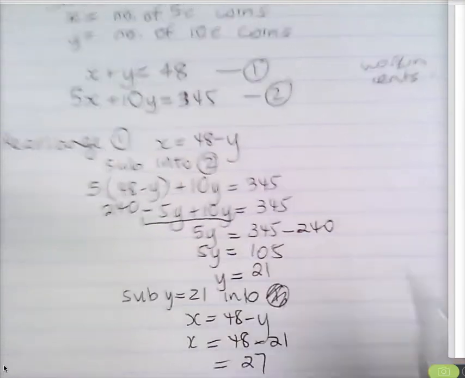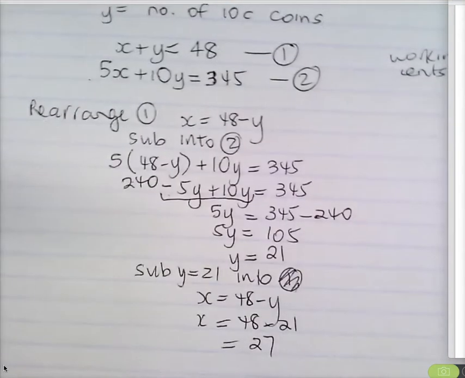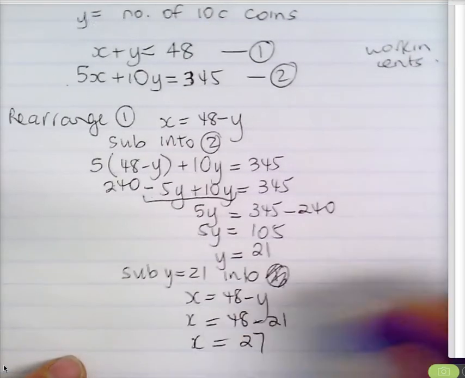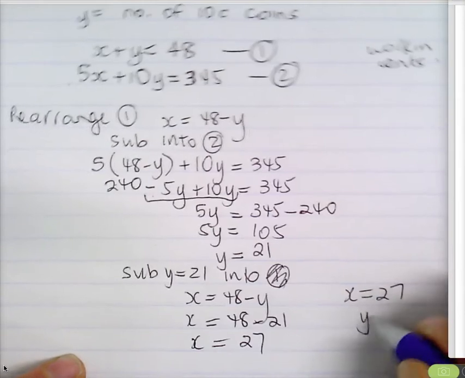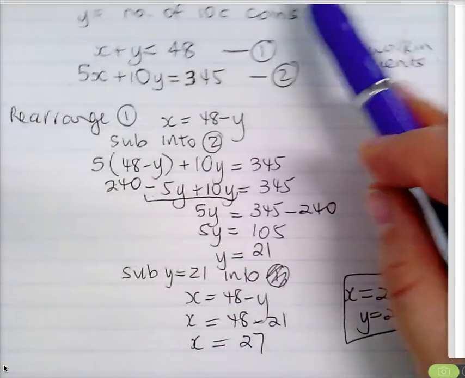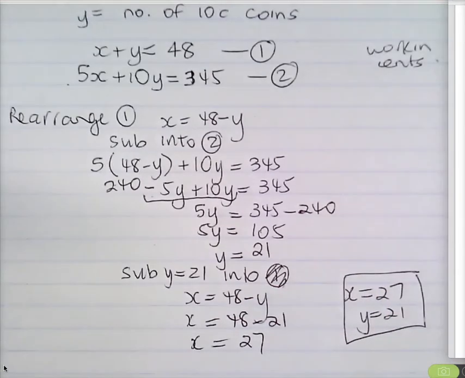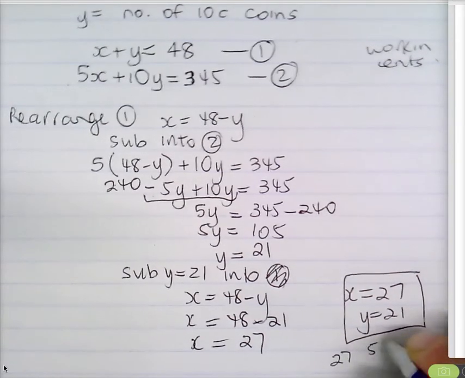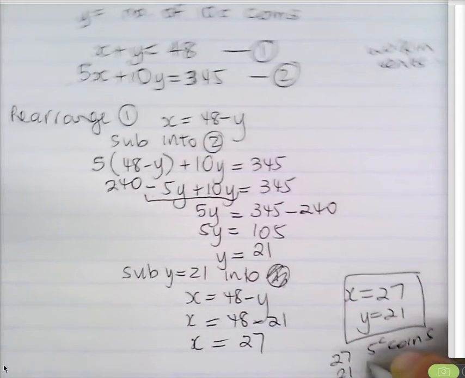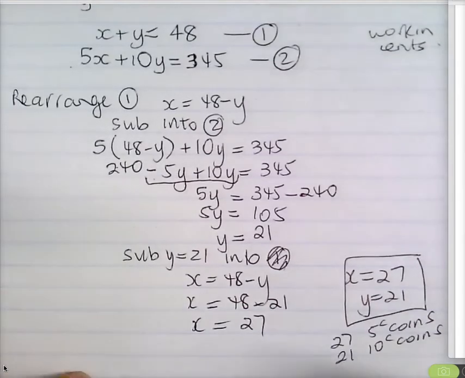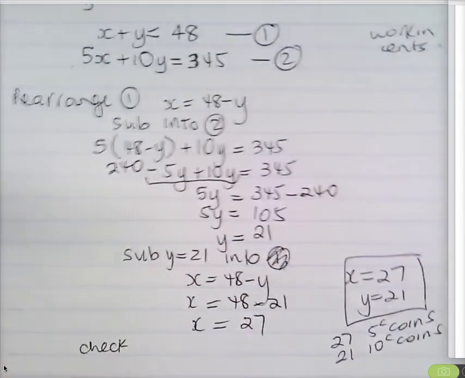which is 27. Now, of course, we're going to check this one because it's going to help you make sense of it all. So there you write nice and big, x is 27, y is 21. You would only write that if you've defined what it is, or you should say 27 5-cent coins. You should really say you've got 27 5-cent coins and you've got 21 10-cent coins. And girls, when you write it like that, let's just check our answer.